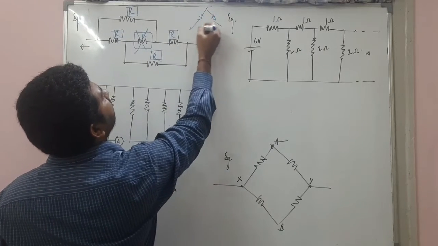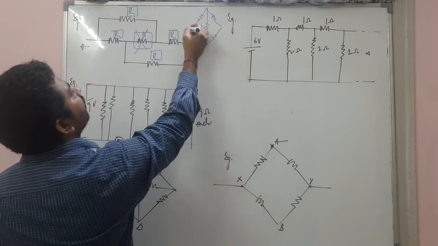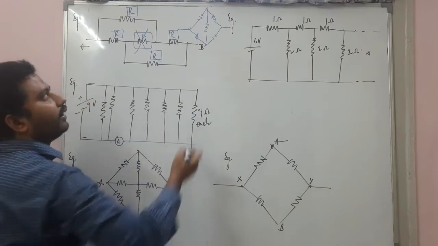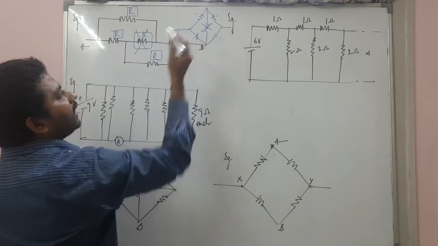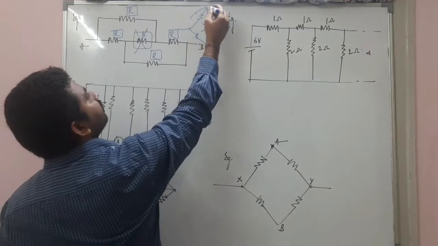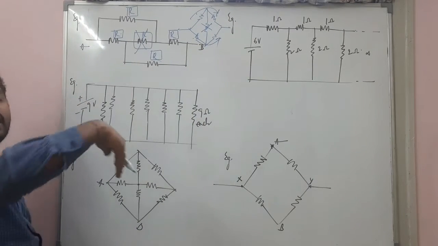See, so many times we have discussed. This is the other form of Wheatstone bridge. When the ratio of these two is equal to the ratio of these two, this will be eliminated. Then these two will be in series combination, these two in series combination, and both are in parallel.